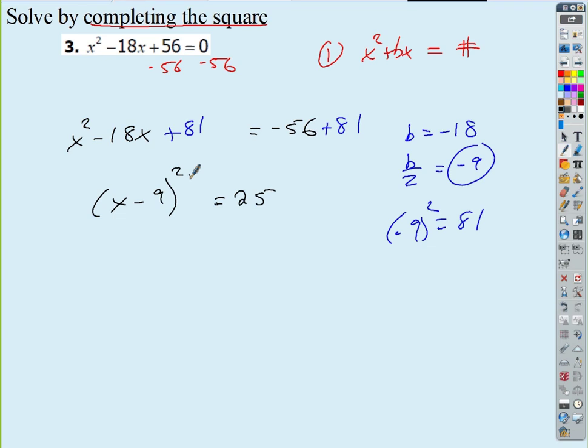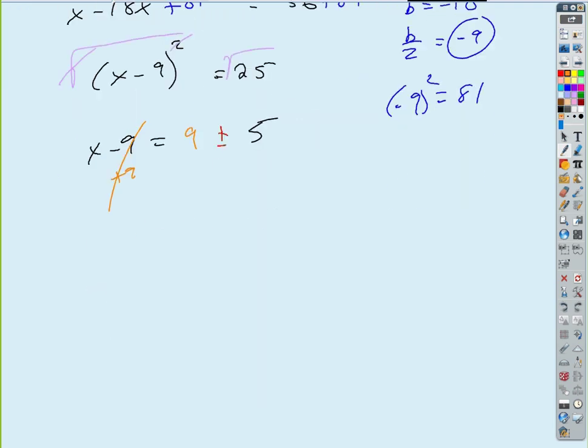Now what? Joseph, what's next? How am I going to get that x by itself? Square root. Good. So next step is we're going to square root both sides, which is going to cancel the squared. So we get x minus 9 equals, okay, plus or minus 5. And then last step, add 9. And so we get both answers in one. We get x equals 9 plus or minus 5.